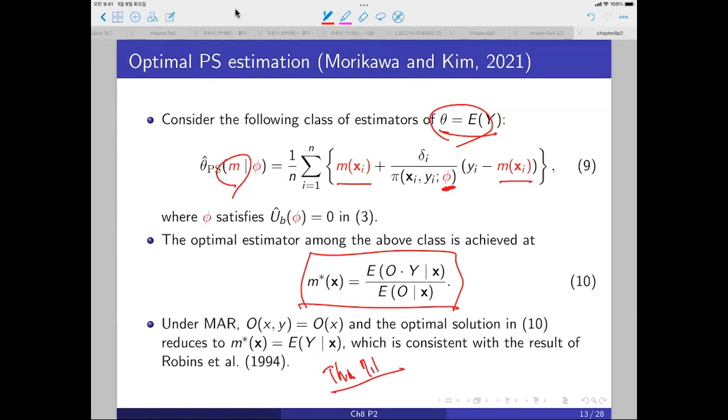Since it is not under MAR, that's why it can be any function of X. It is not the expectation of Y. So we assume a parametric model, but nothing else, no other assumptions, and find the optimal solution. If the response model is not correct, then this may not be optimal. Sure, right.